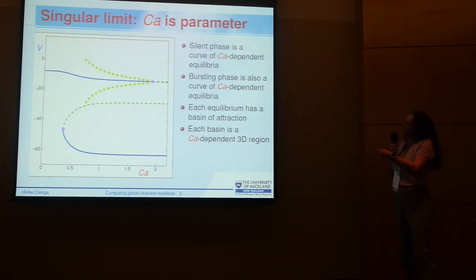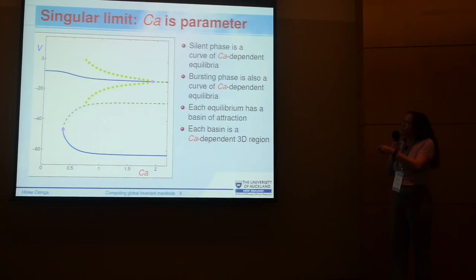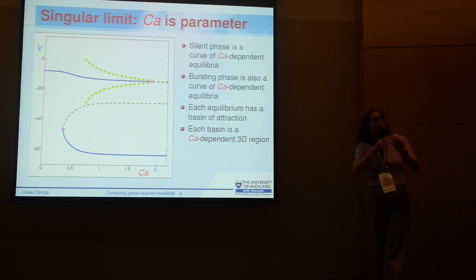And the subcritical Hopf bifurcation gives rise to a family of periodic orbits, and I'm only showing the maximum and the minimum values of phi here. This family of periodic orbits grows in size until it undergoes a homoclinic bifurcation, where the saddle equilibrium meets the periodic orbit and then they disappear. The periodic orbit disappears.